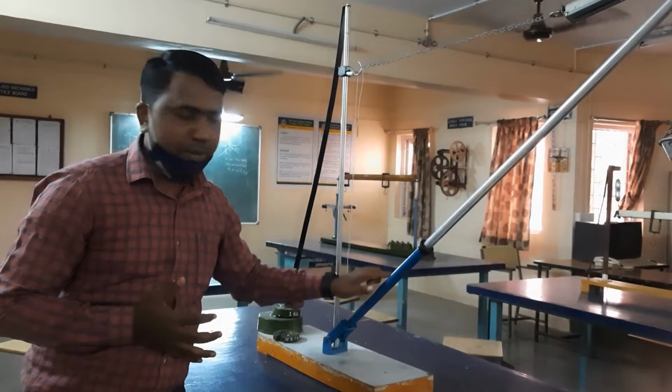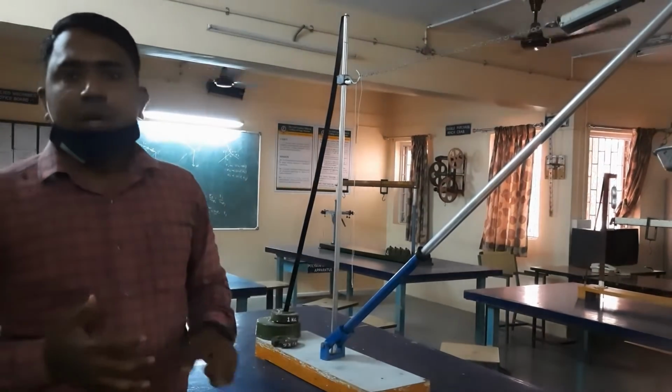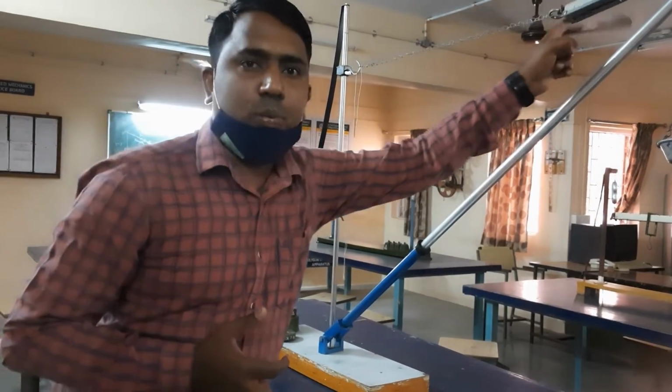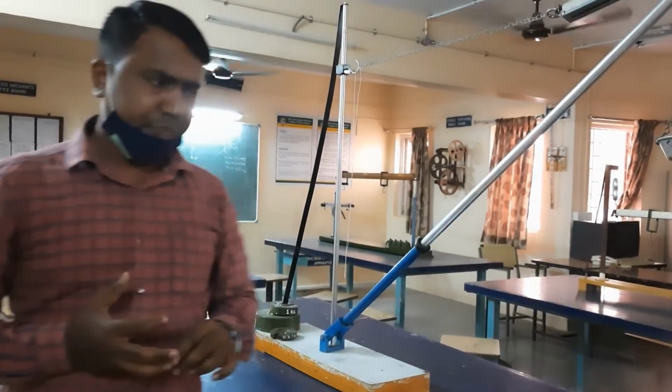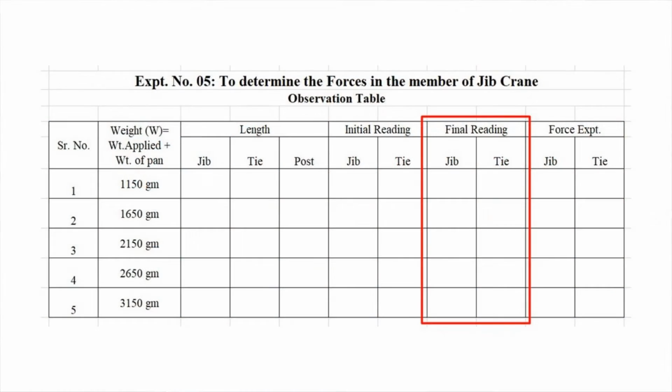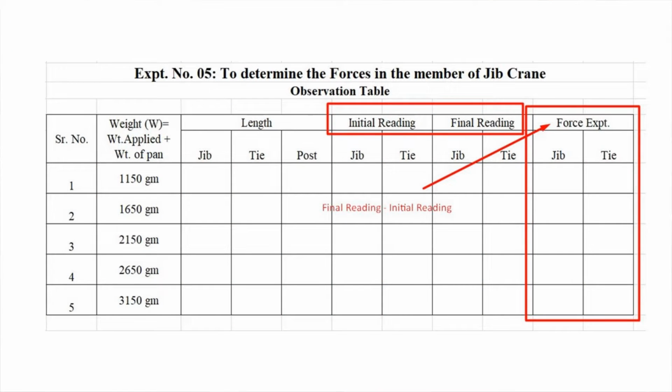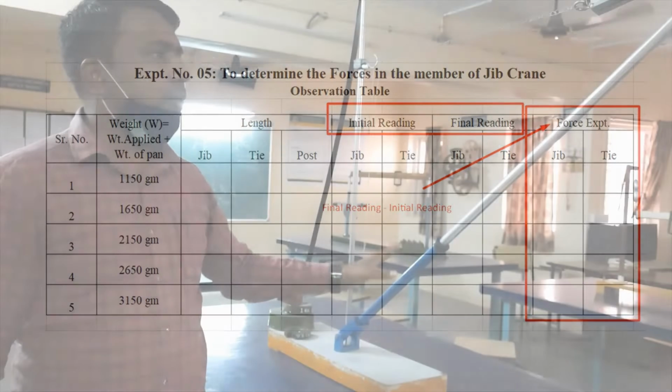The reading will be provided, and also we have to note the load acting in the tie member. For this purpose the spring balance is provided. That is our final reading. The next column is given for force experimentally. Force experimentally is nothing but the final reading minus the initial reading. If the initial reading is 0, then the force experimentally will be equal to the final reading. That we have to know.